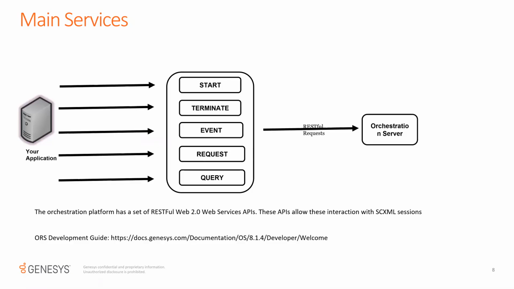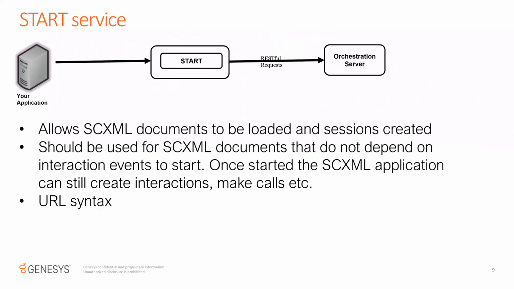The main services used in the orchestration platform are a set of RESTful APIs which we can use to interact with the SEXML sessions. These services are start, terminate, event, request, and query. These APIs are triggered from your application, which is your REST client, as a request to the orchestration platform, and a response is sent from the orchestration platform to your application. In the upcoming slides, I will detail these services and show them in action.